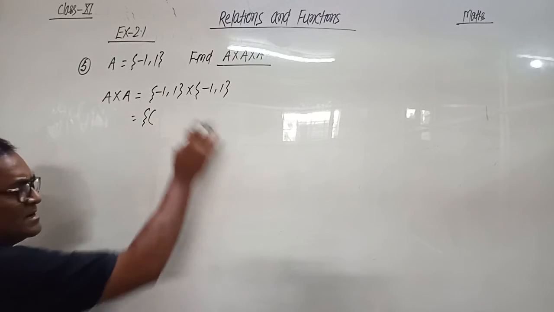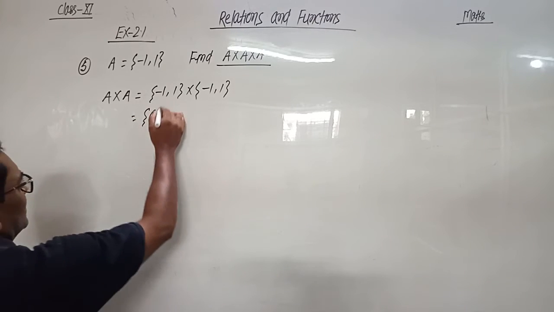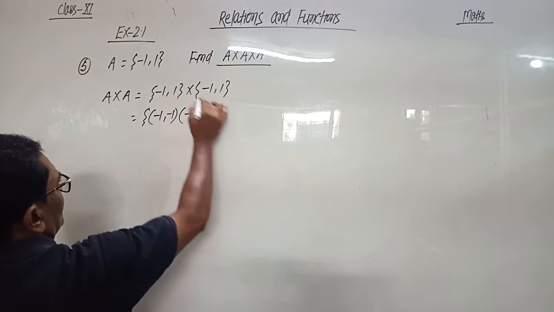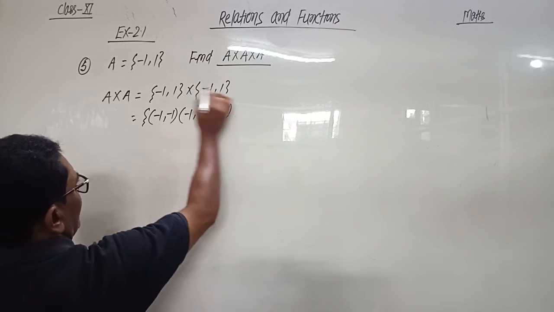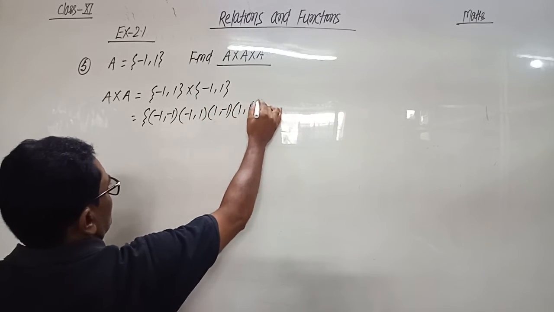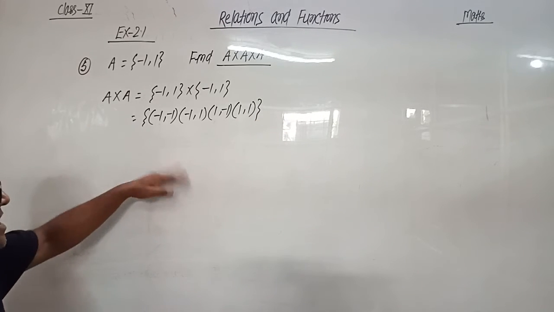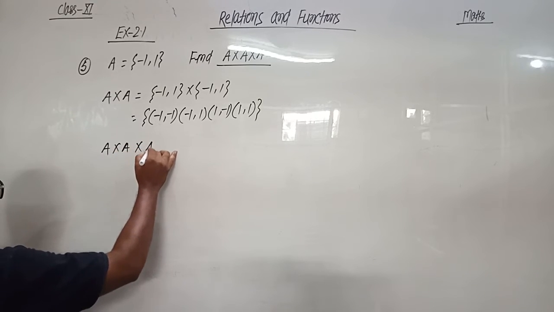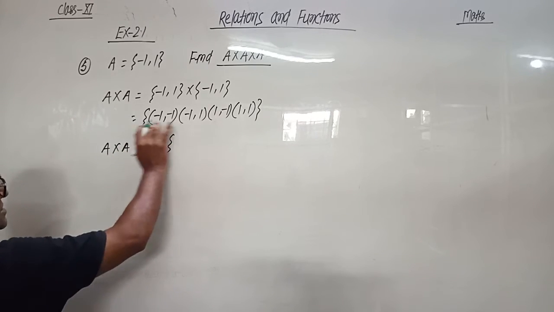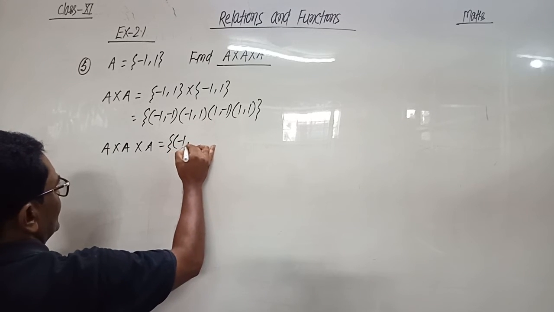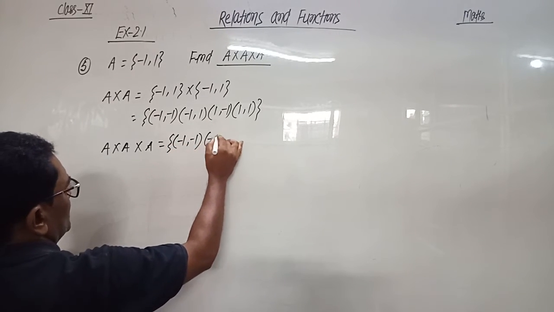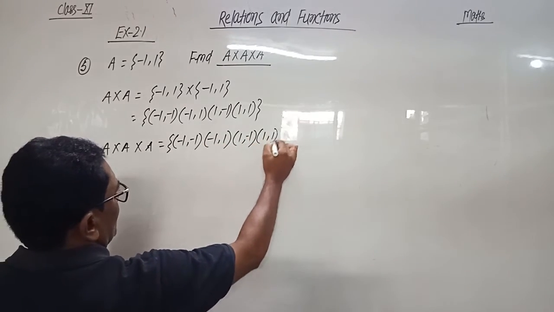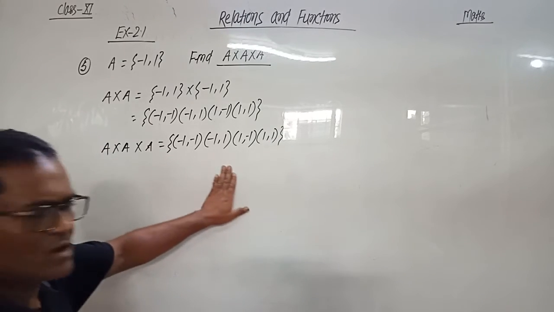So it will be written as the Cartesian product in ordered pairs: (-1, -1), then (-1, 1), then (1, -1), and then (1, 1). So this is the Cartesian product of A cross A. Now we have to write A cross A cross A. So first we write this A cross A: (-1, -1), (-1, 1), (1, -1) and (1, 1). We have written the value of A cross A.